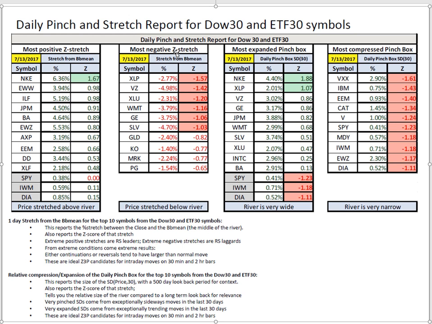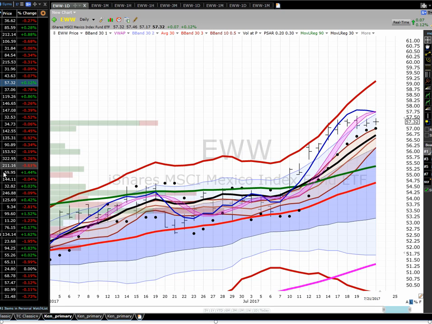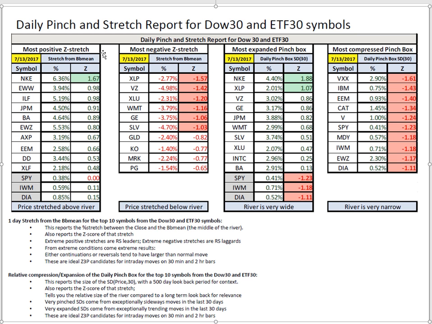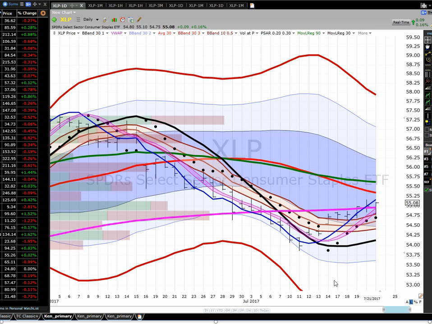And the ones that have the biggest negative Z stretch, we'll take a look at XLP, that's at 1.57, and then VZ. These are going to be significant stretches, but also on the downside. So XLP, we'll take a quick look here. This is a significant stretch for XLP on this day of 7/13, I should say. So today it's already reverted. That's sort of the point.